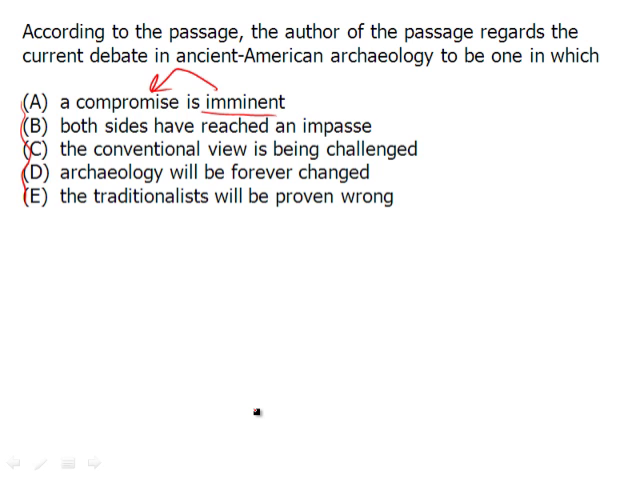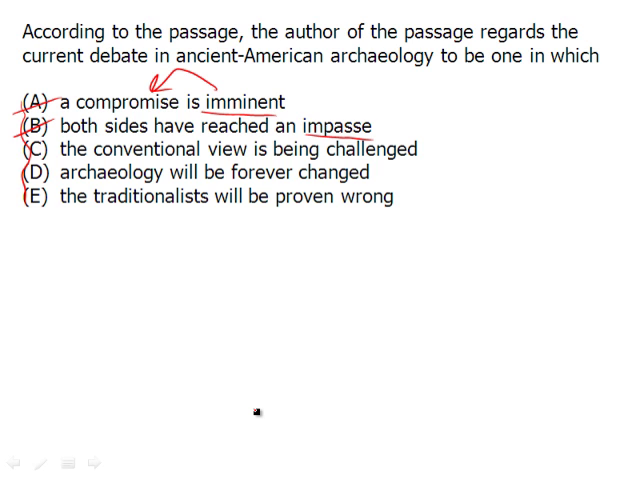A compromise is both sides agree on something. They say, okay, well, you both have a point, we both have a point. And that's definitely not what's going on here. We have this tilt, this paradigm shift between the old view and the new view. That is, the new view is challenging the old view. B, both sides have reached an impasse. This is where there is no agreement. They're sort of banging heads together. So that's not the case. Again, there's movement, there's a tilt.